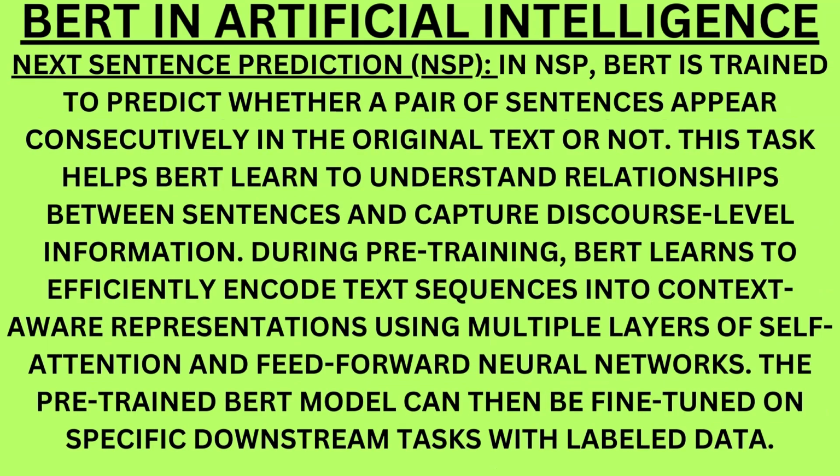Next sentence prediction (NSP). In NSP, BERT is trained to predict whether a pair of sentences appear consecutively in the original text or not. This task helps BERT learn to understand relationships between sentences and capture discourse level information. During pre-training, BERT learns to efficiently encode text sequences into context-aware representations using multiple layers of self-attention and feed-forward neural networks. The pre-trained BERT model can then be fine-tuned on specific downstream tasks with labeled data.